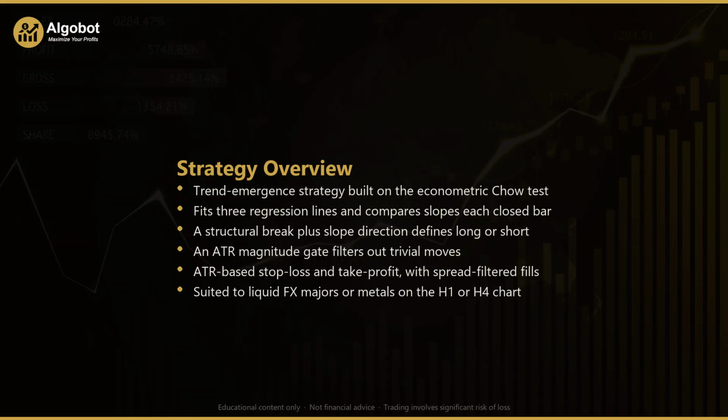For a long, the recent slope must be positive and steeper upward than the older slope. For a short, the recent slope must be negative and steeper downward. A magnitude filter then requires the recent line to have traveled at least a fraction of the current ATR, so the strategy skips statistically real but trivially small wiggles. Everything runs on a single time frame, and the natural home for this approach is a liquid instrument, such as a major currency pair or a metal on the hourly or 4-hour chart.